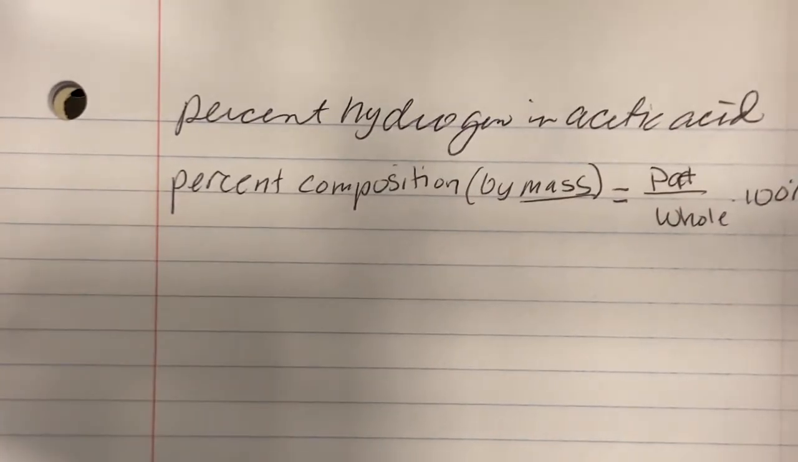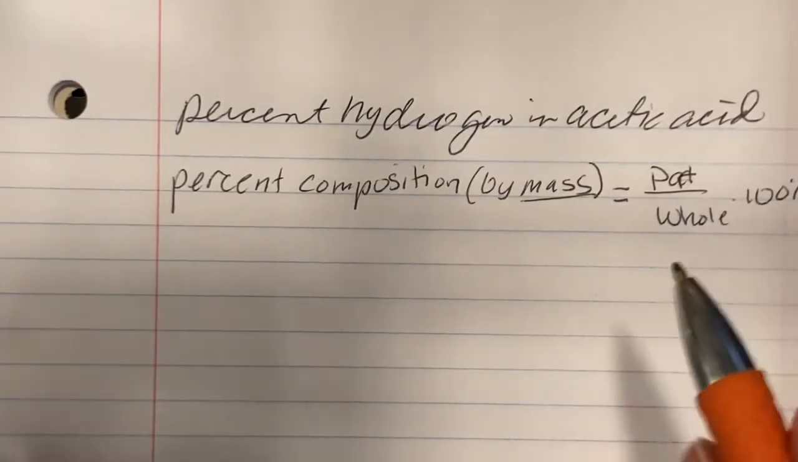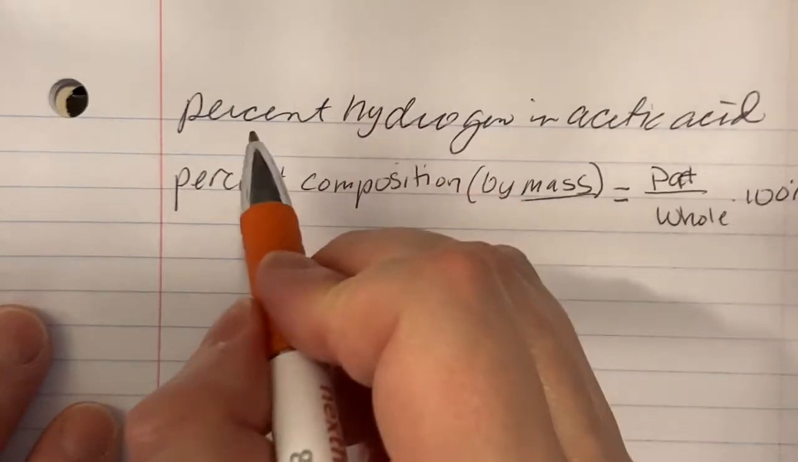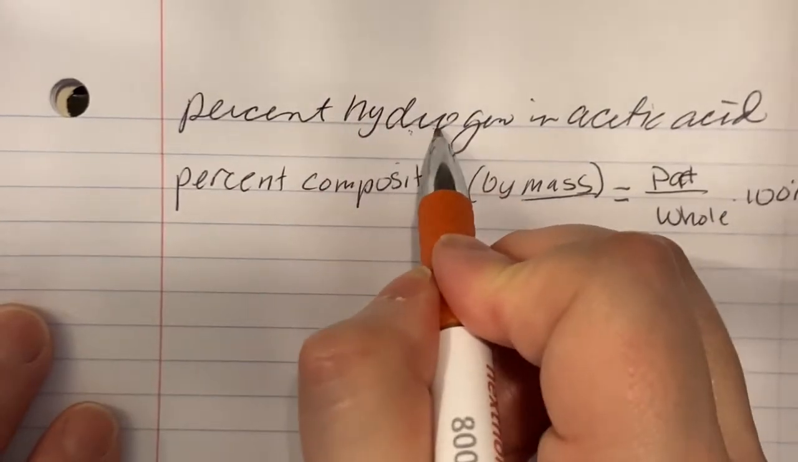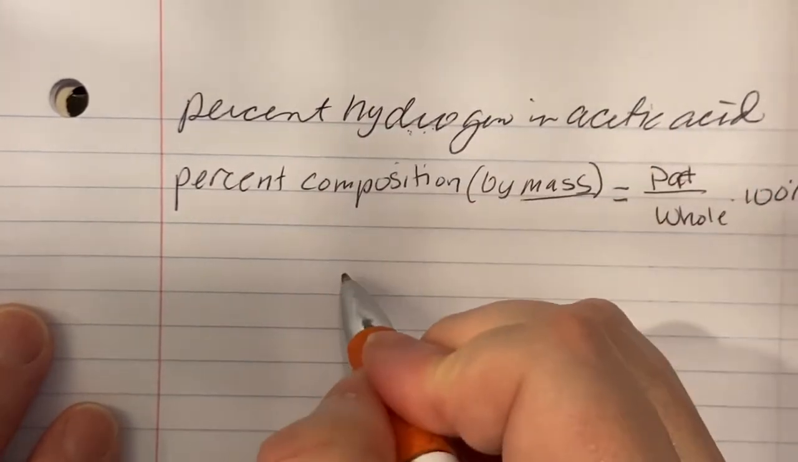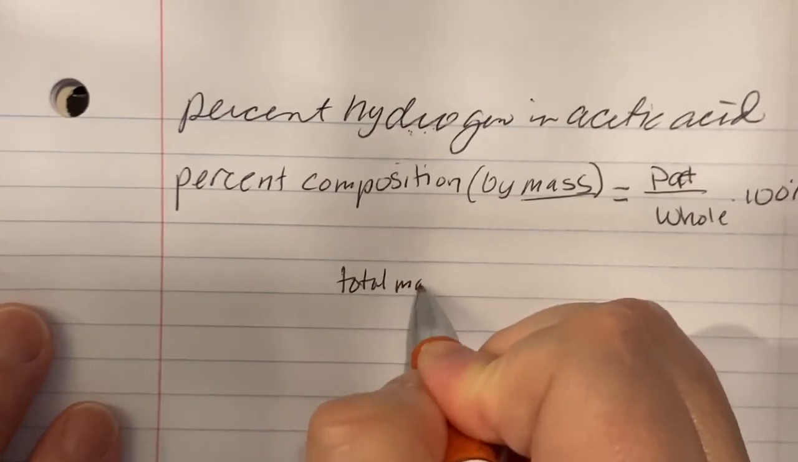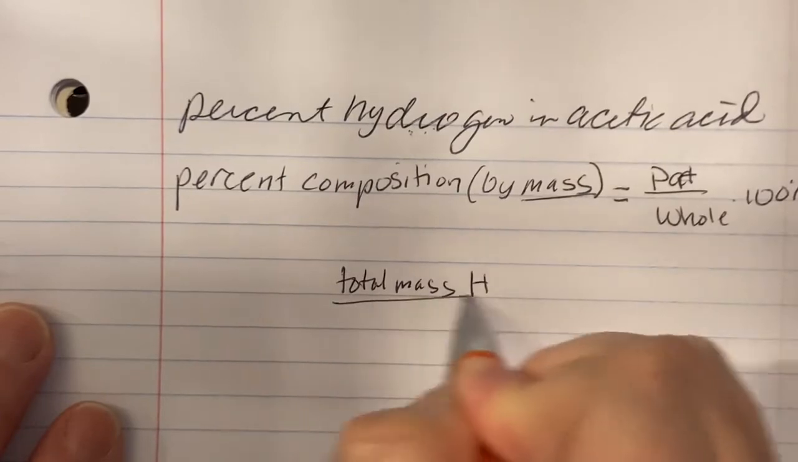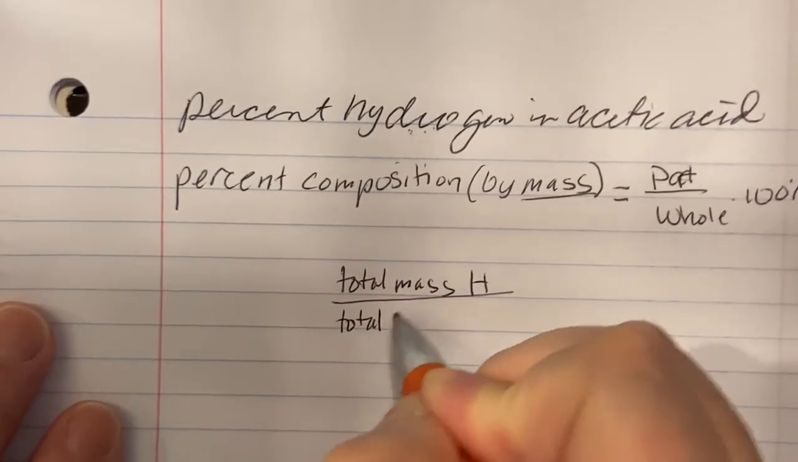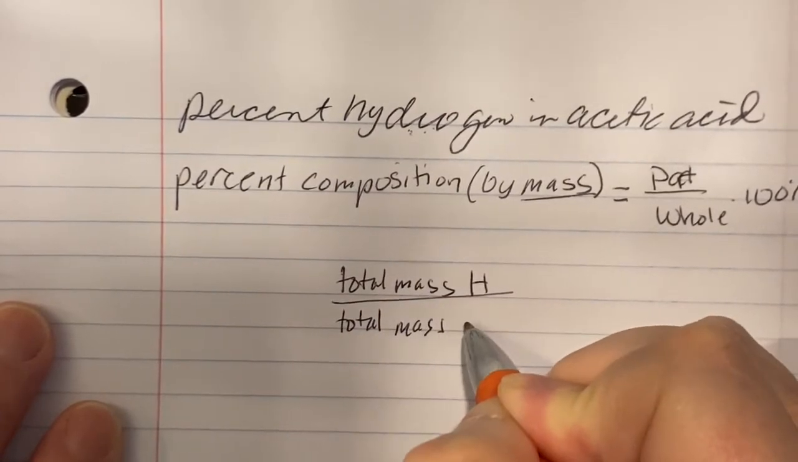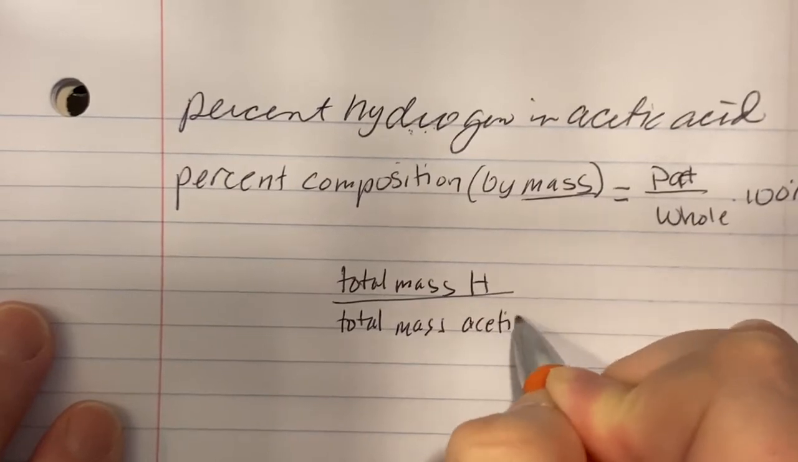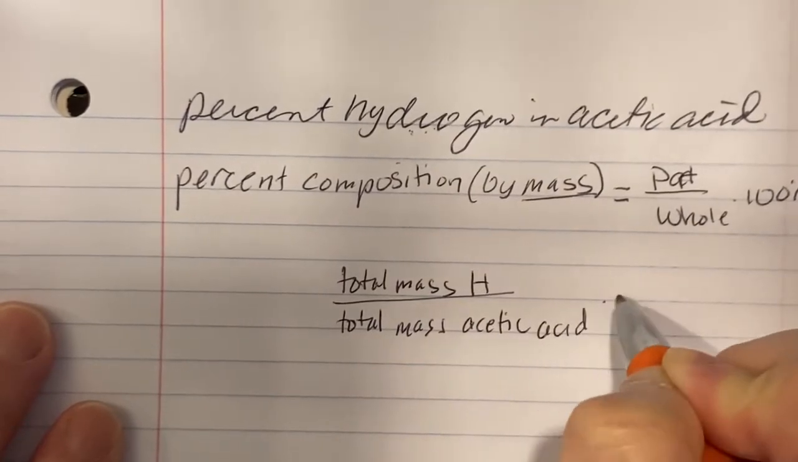So same thing as math, I'm starting with that same verbiage, part over whole. Well, what is our part in this case? Hydrogen, because we're finding how much hydrogen is in acetic acid. So it is the total mass of the hydrogens over the total mass of the whole molecule, so that would be acetic acid, times 100%.